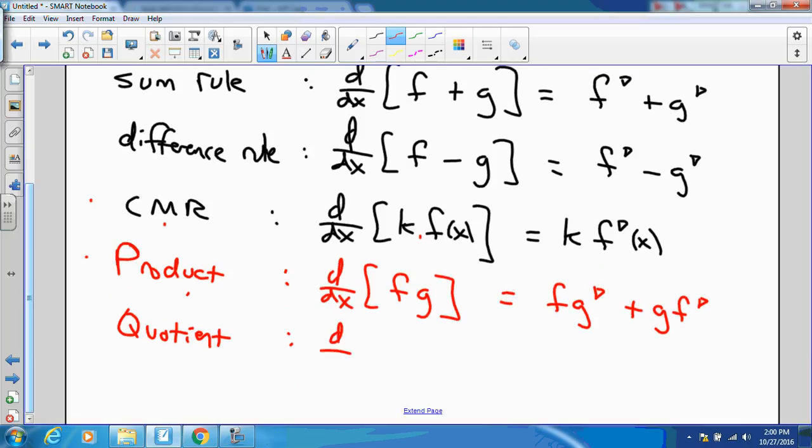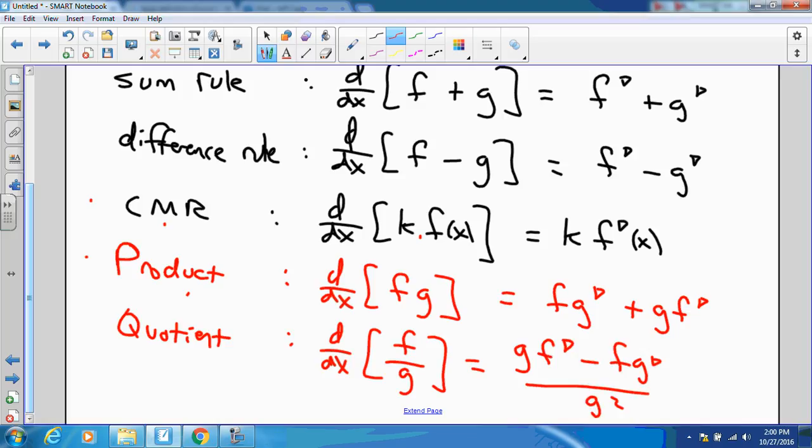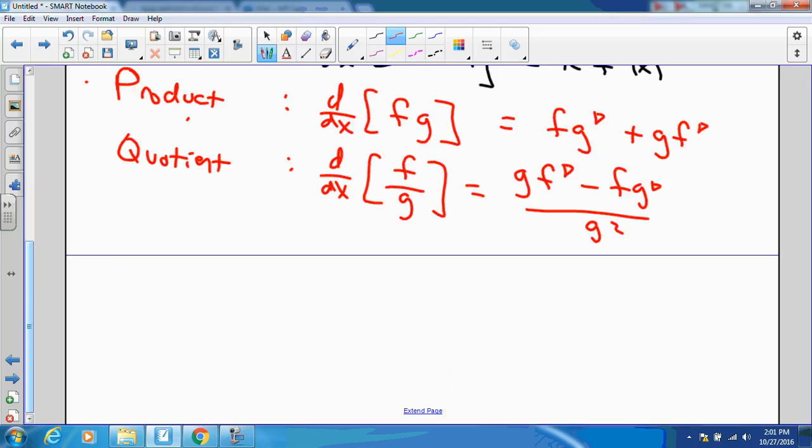Quotient rule. The derivative of f over g is g times... Exactly. And all of you have the order because you remember the song. We won't sing it at this time. And also, all of you understand that since g is not a common factor here, there's no canceling that you can automatically do.